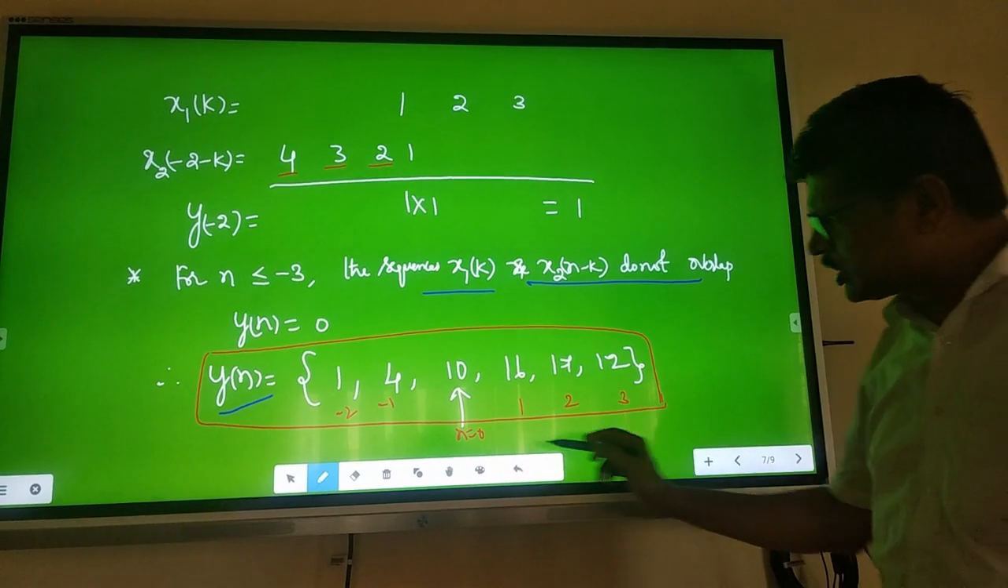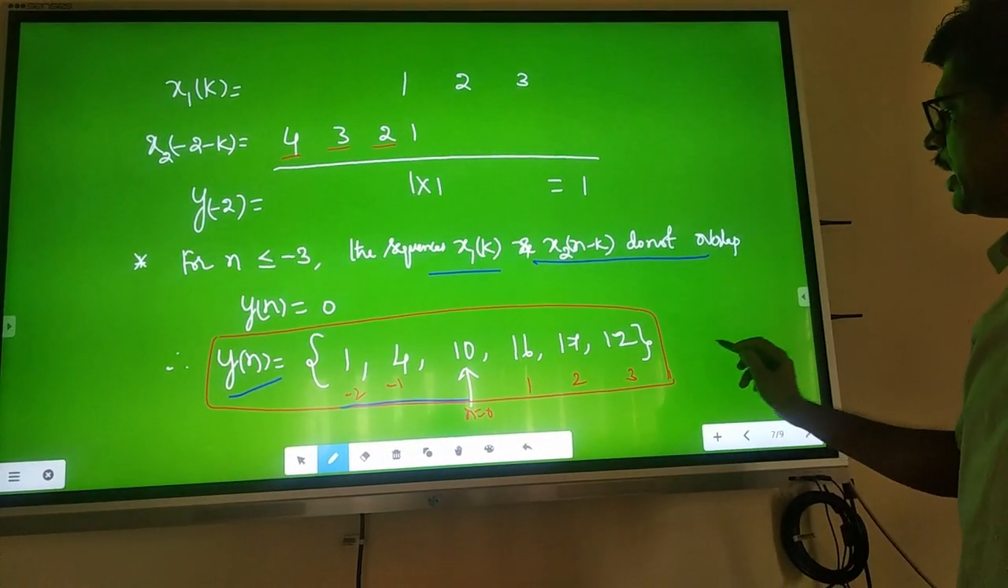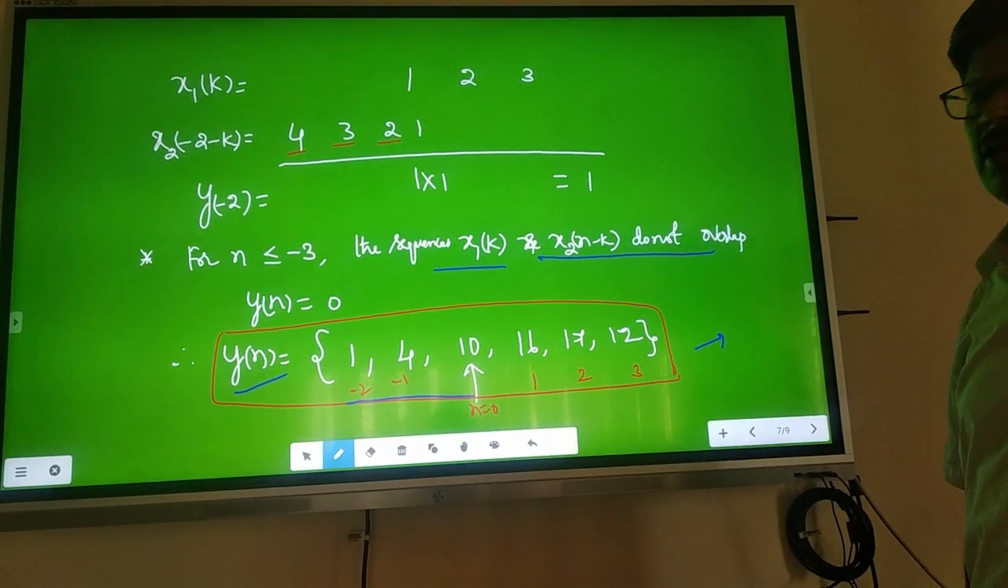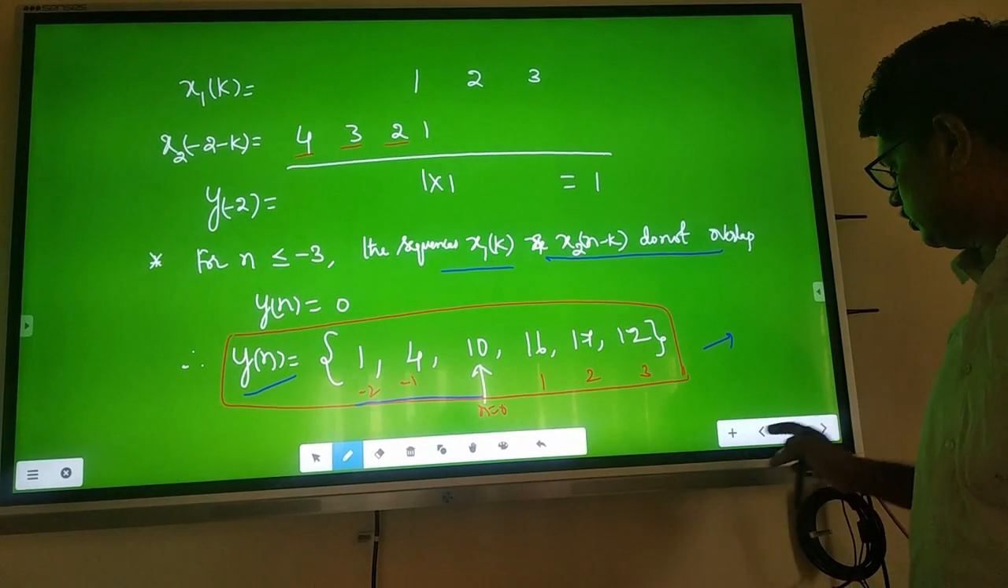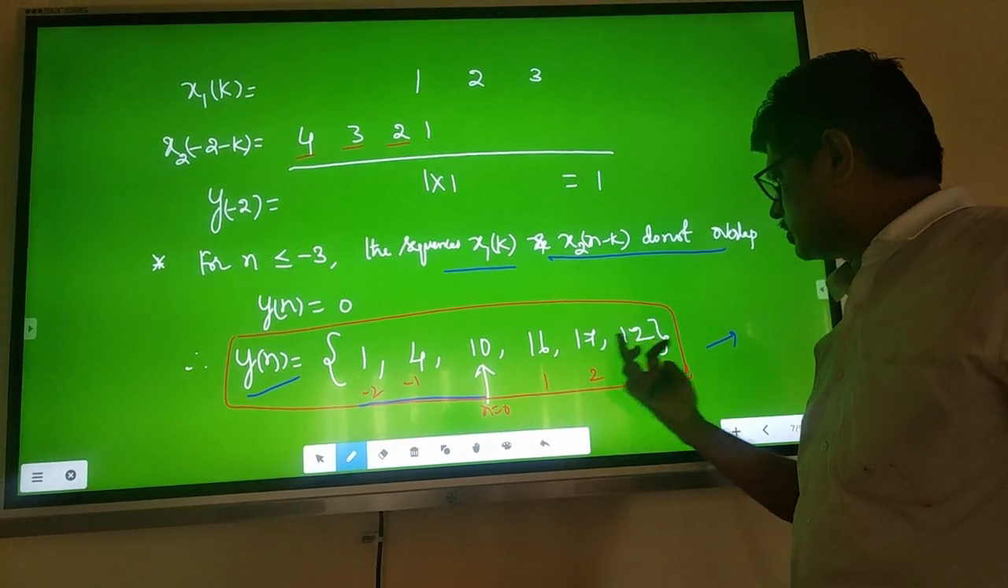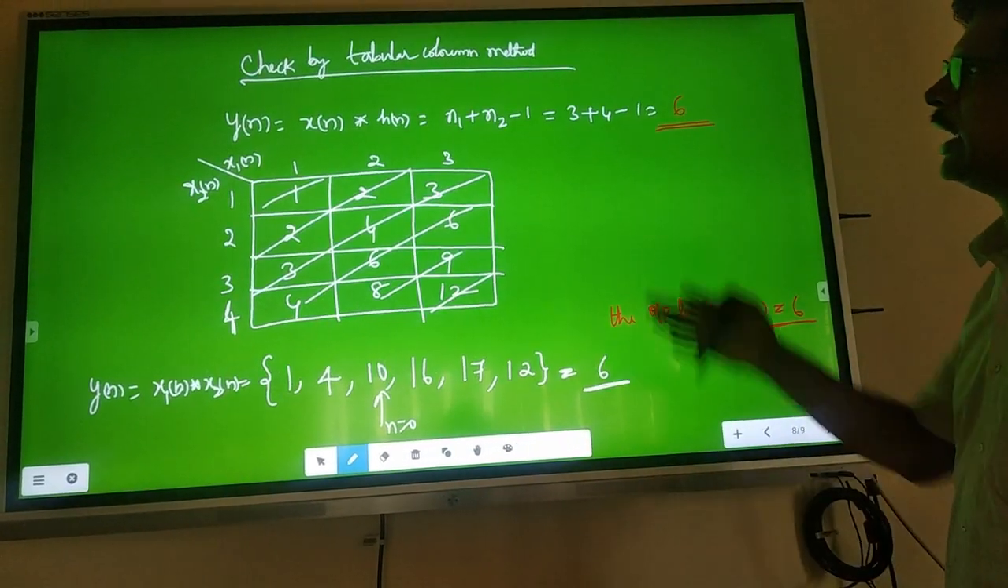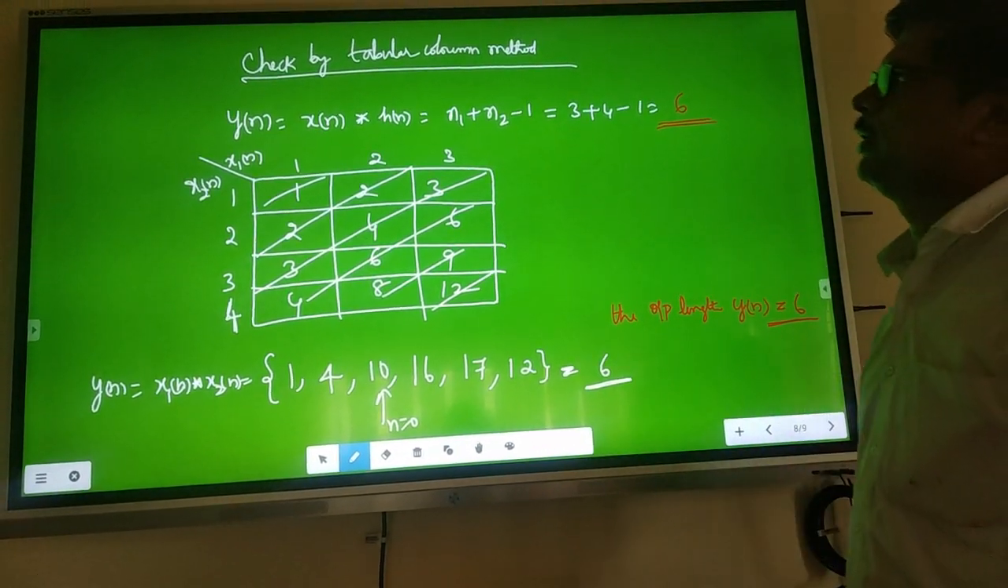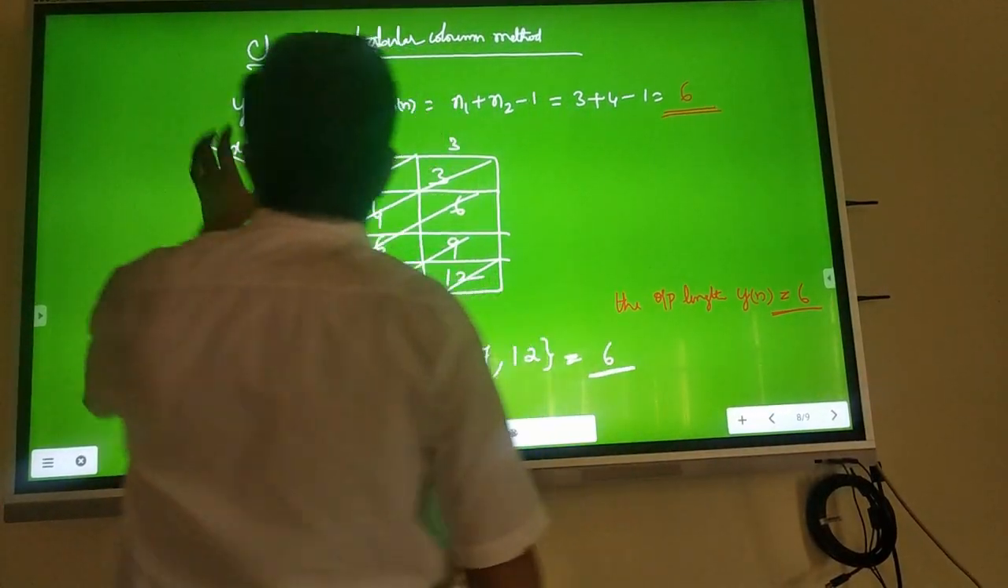First method is graphical method. Now how to check this? Within 1 second, 5 seconds you can get whether I am right or wrong, using the tabular column method. See, the number of sequences 2, 4, 6 is there. Now see, second method is this. This is for you: check by tabular column method.